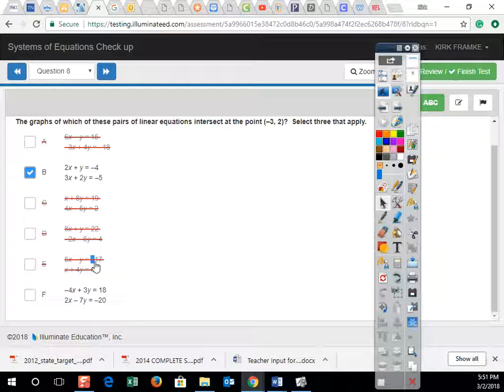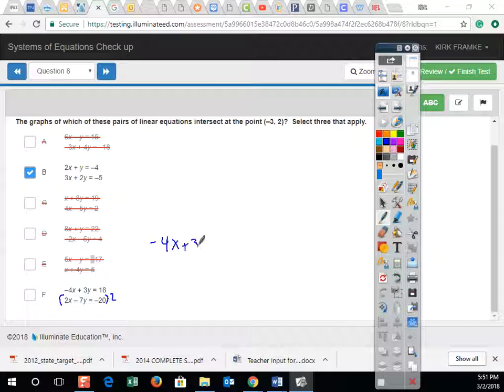So if this is a multiple select, I'm really hoping this one is going to work. All right, so for this one, I'm going to multiply the bottom one by positive 2. So I get negative 4x plus 3y is equal to 18. Just rewrote the equation. So I get 4x minus 14y is equal to negative 40.